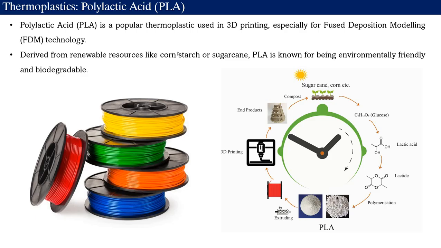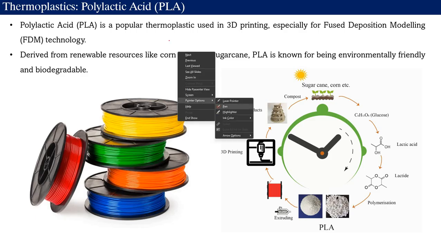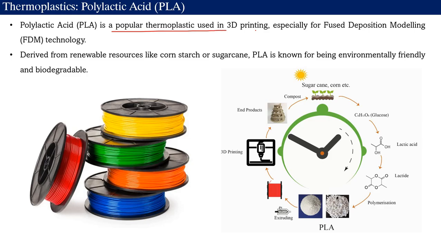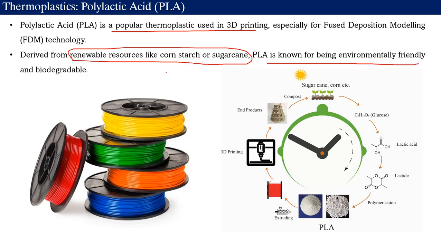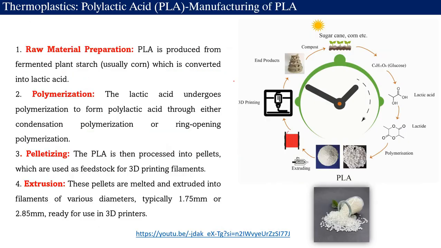So, PLA is a very popular filament material that is used for fused deposition modeling technology, that is FDM printers. So it is derived from renewable sources like corn, starch, and sugarcane. PLA is also known for being environmentally friendly and biodegradable.